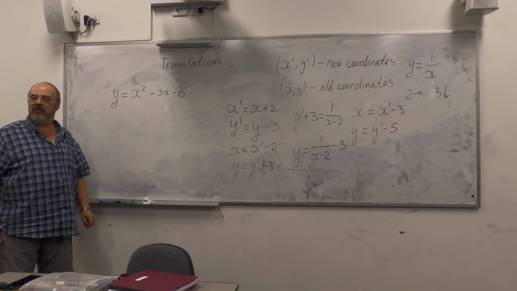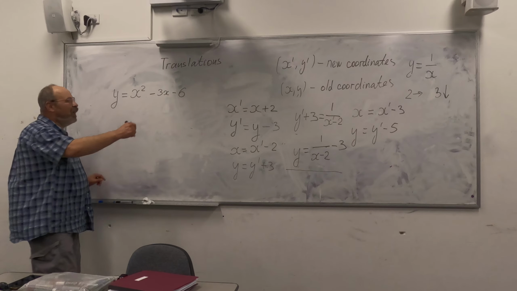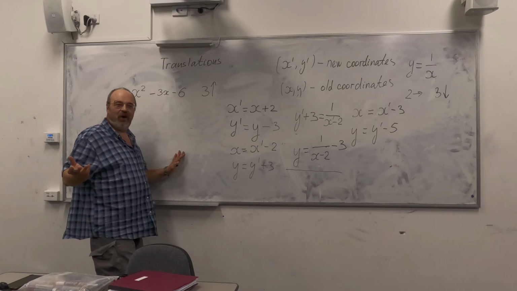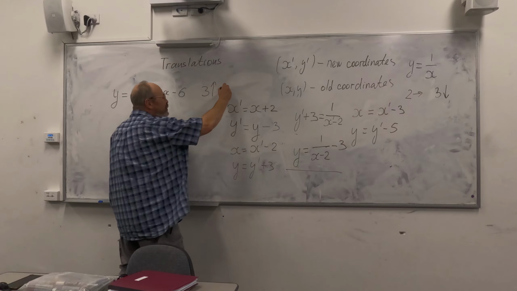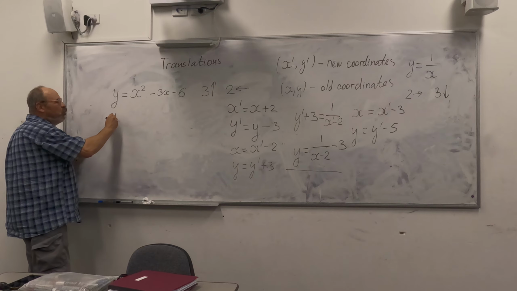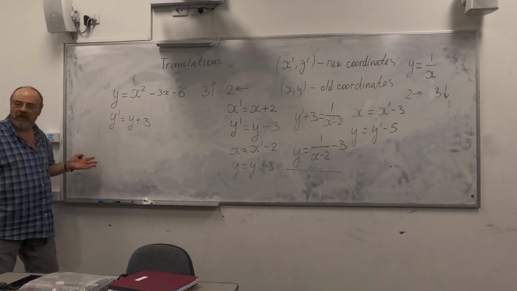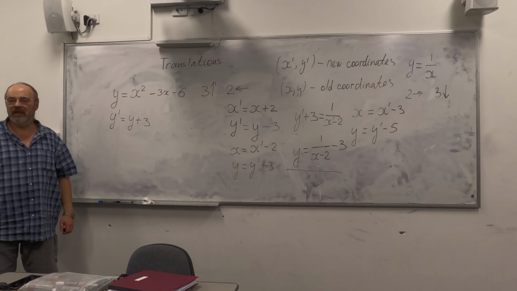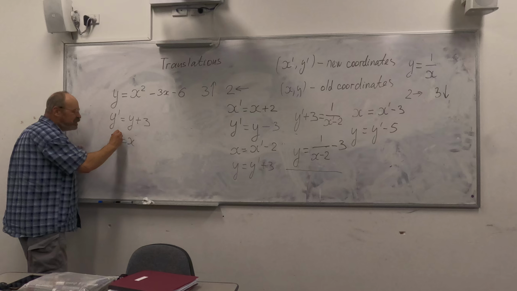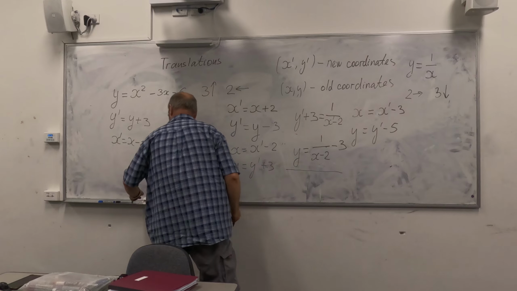And let's translate this parabola. Tell me where you want to translate it. 3 up, and 2 to the left. So we write y' = y + 3, we're moving 3 up. And x' = x + 2. We're moving 2 to the left, we're making x smaller.